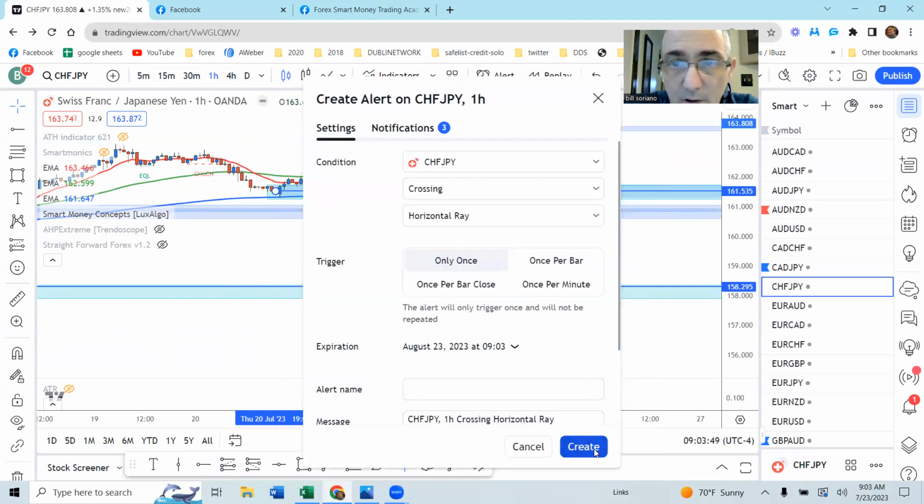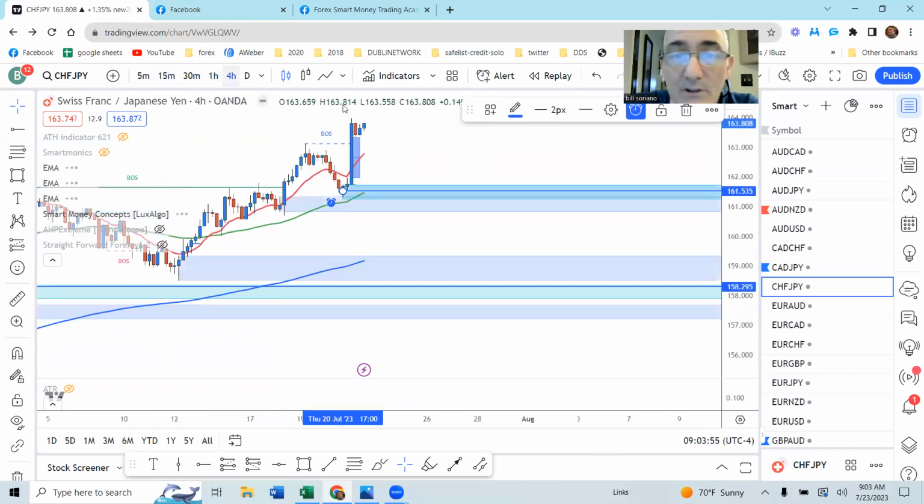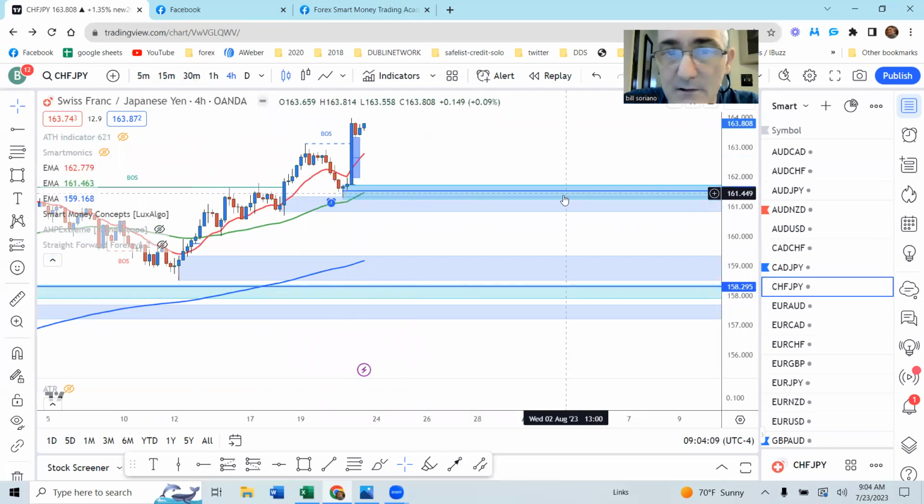Okay, it's very important. We don't use the 1 hour to identify our order block, but once we identify the order block, if we don't like the candles inside of that 4 hour order block, then we can drop down to the 1 hour to see if there's a candle inside of that 4 hour order block. And you can see that's what we've done right here. So that's going to be our point of interest.